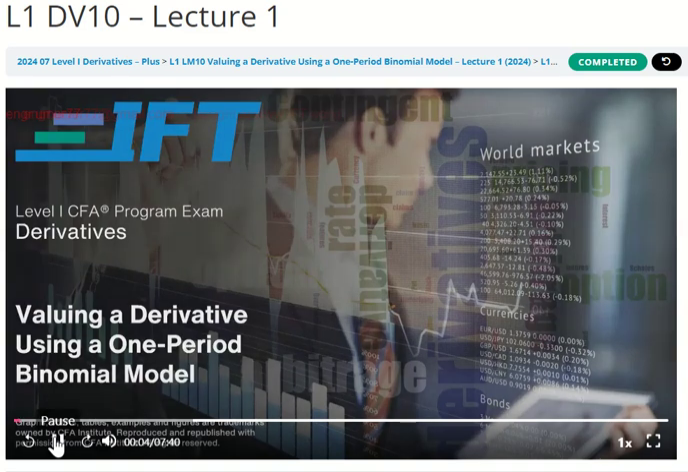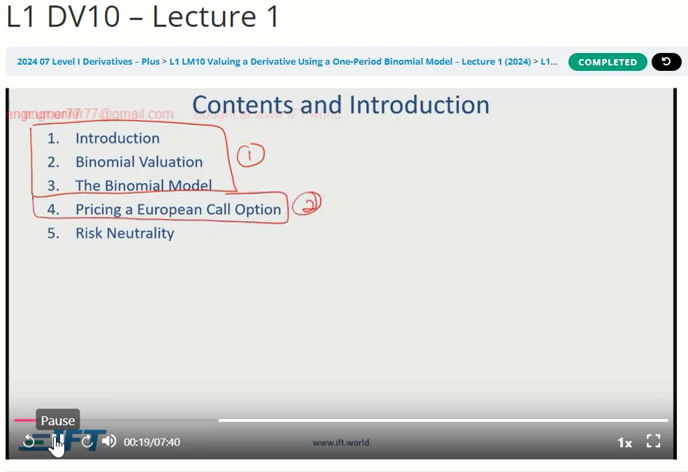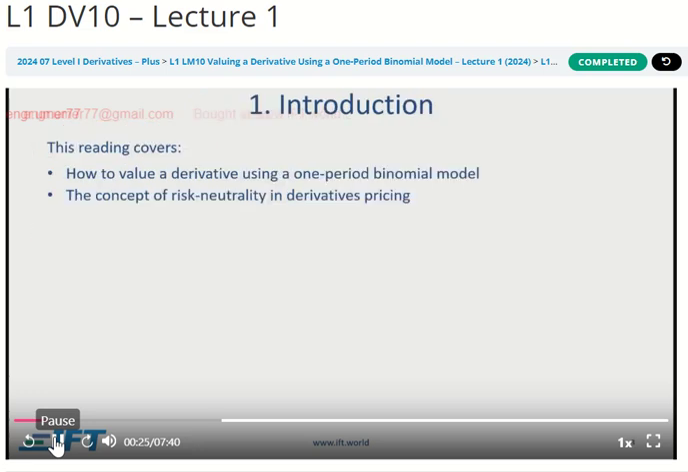Using a one-period binomial model. We're going to cover this learning module in 3 videos. The first one is going to cover the introduction, the binomial valuation, and the binomial model. The second one will cover the pricing of a European call option, and the third one is going to cover risk neutrality.